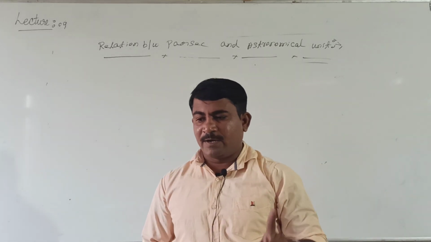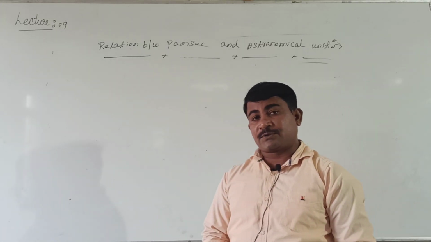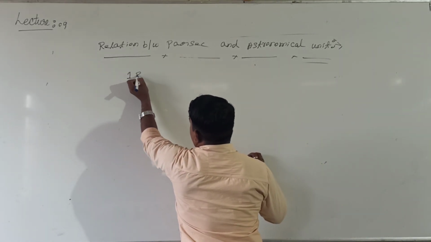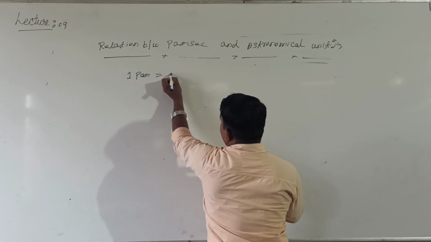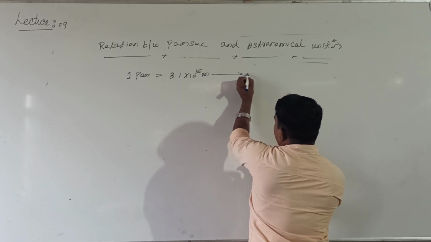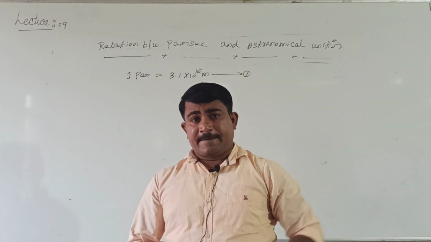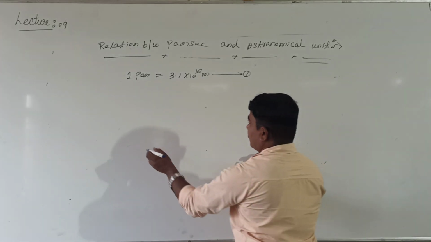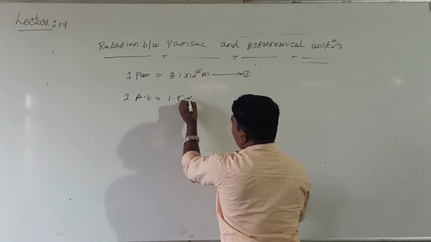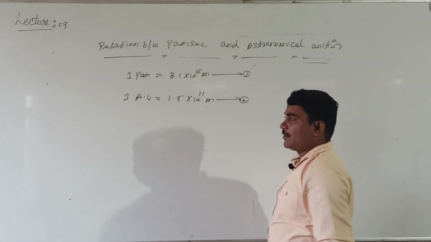Students, we know that 1 parsec is equal to how much? 3.1 into 10 raised to 16 meter. Shall I call this equation number 1? Right or wrong? Similarly, we know 1 astronomical unit equals how much? 1.5 into 10 raised to L1 meter. That we are calling equation 2.